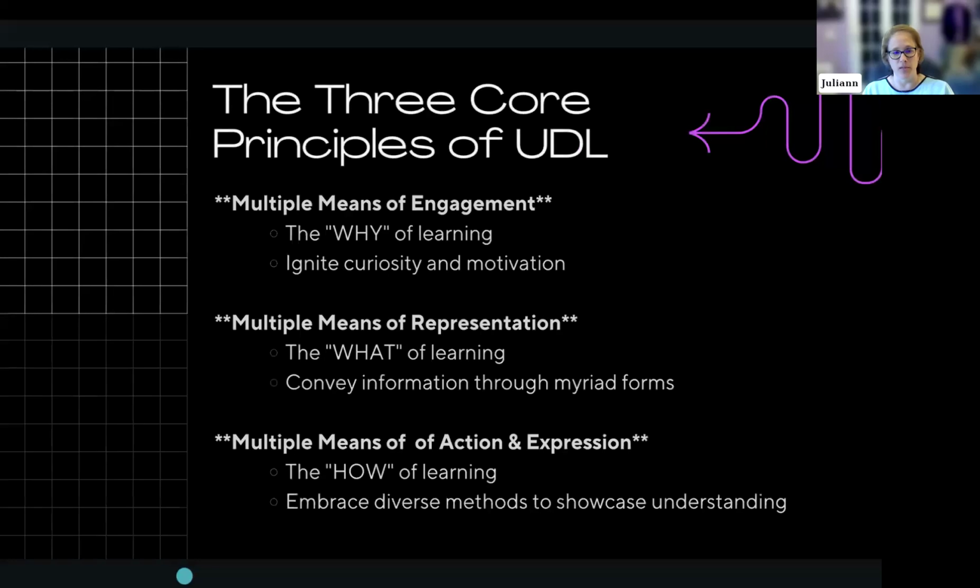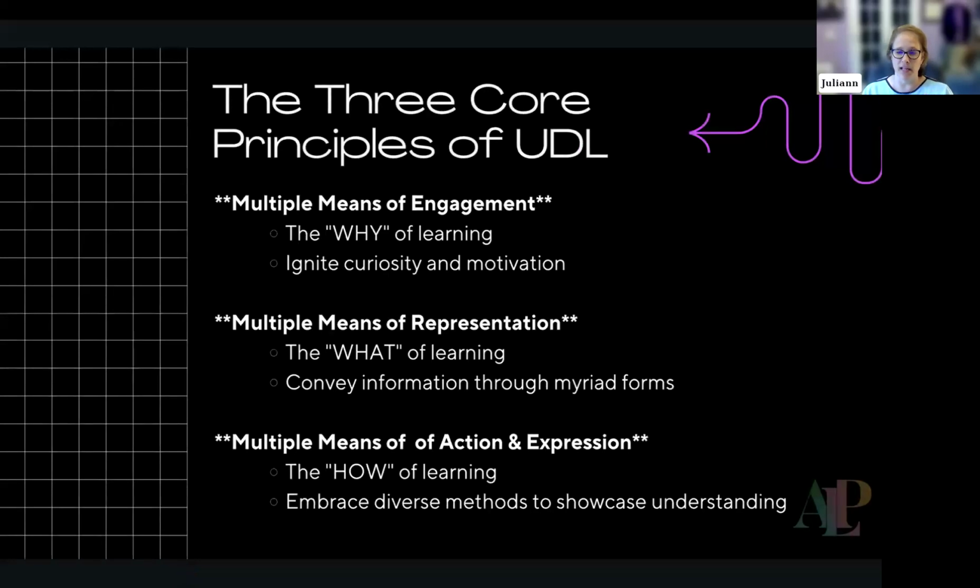All right, so there's these 3 principles. Multiple means of engagement, that's the why of learning. Multiple means of representation, that's the what of learning. And then the multiple means of action and expression, that's the how of learning. These 3 principles map to different networks in the brain, so the affective, recognition, and strategic networks. So let's start with the multiple means of engagement, the why of learning.